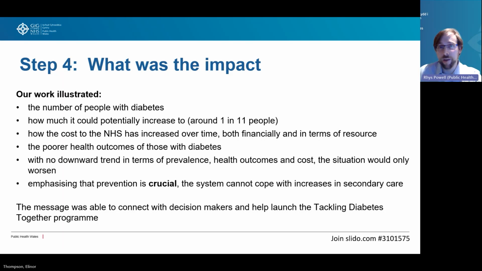Through this, we were able to really emphasize that prevention truly is crucial in terms of diabetes, and that the system just cannot cope with an increase in secondary care. This message was able to connect with the decision makers and helped us launch the Tackling Diabetes Together program.